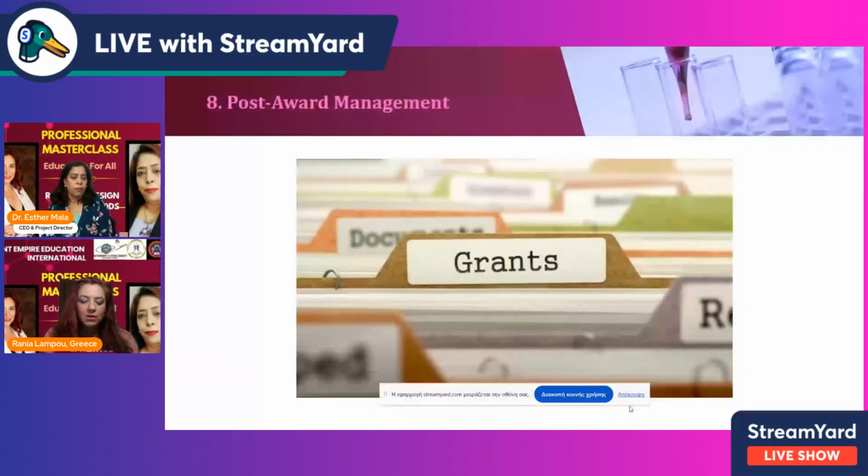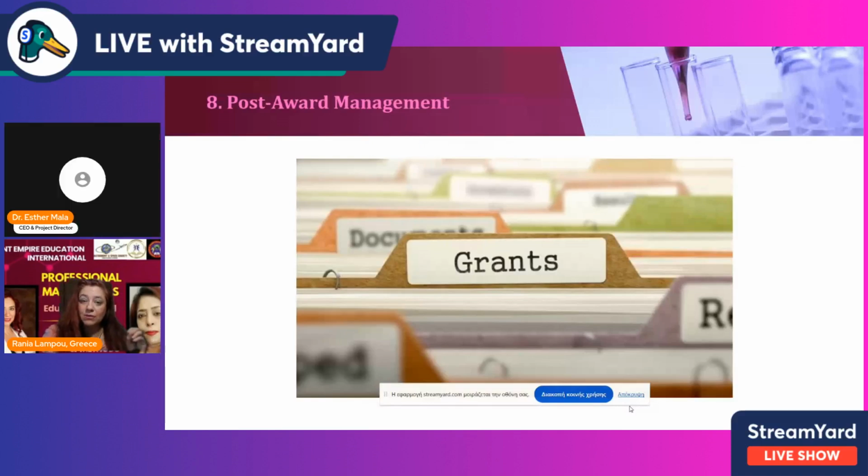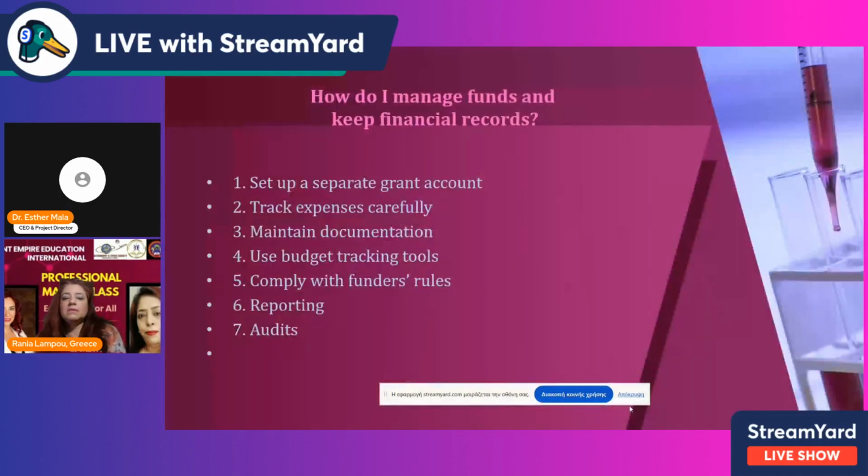So, post-award management. Managing funds and keeping financial records is critical for compliance and accountability in research grants. Funders expect you and your institution to track spending carefully and report it accurately. So first, if you get the award, what you will do is manage your funds and keep financial records.